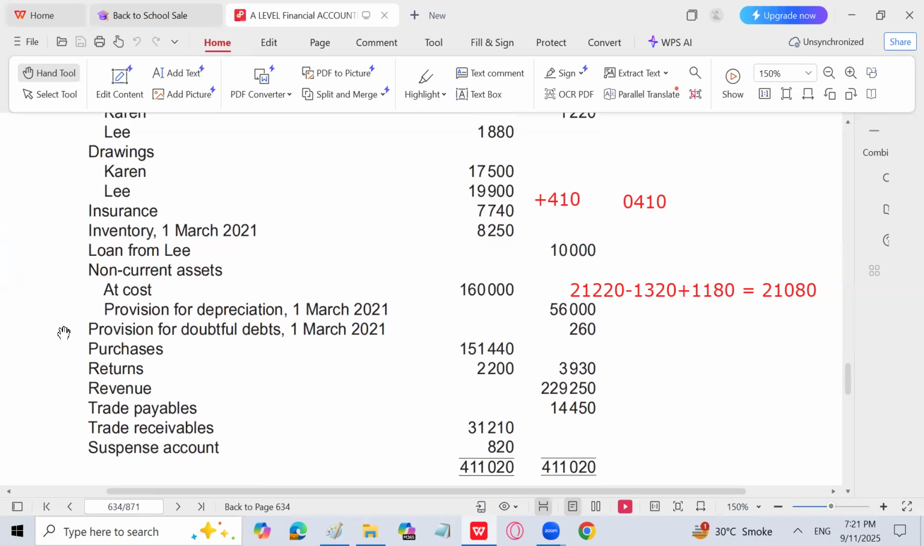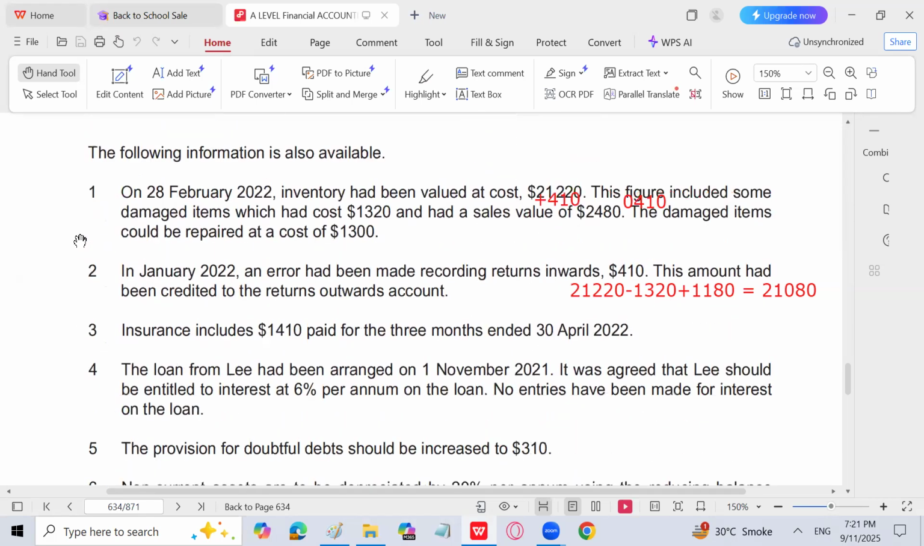Okay, amount of insurance is 7740, and it is written that insurance include 1410 paid for the 3 months ended 30th April. Remember this, that our financial year ends on 28th February. So 3 months ended 30th April means February, March, April. So it means that 2 months of 1410, because it contains 3 months, that is prepaid. So how I'm going to calculate it? It's very simple. 1410 multiplied by 2/3, because it includes the insurance of February, March, and April. So February comes in our period.